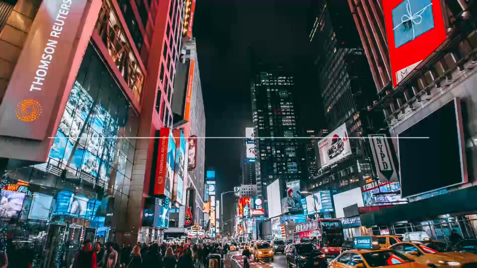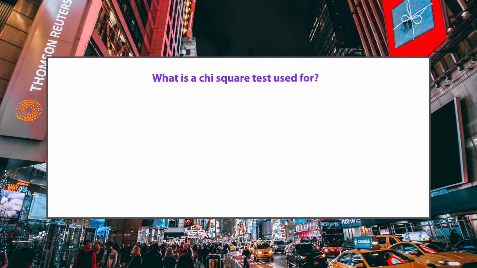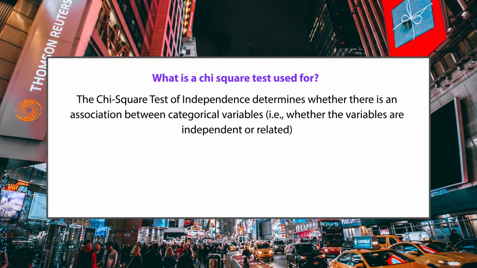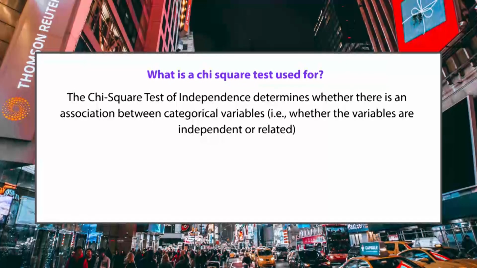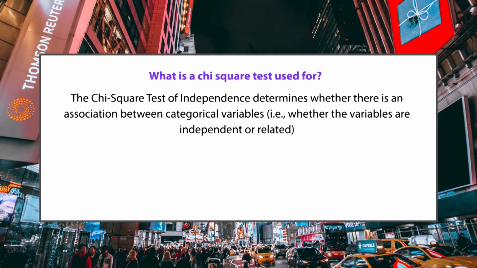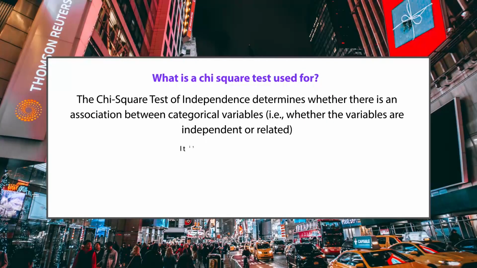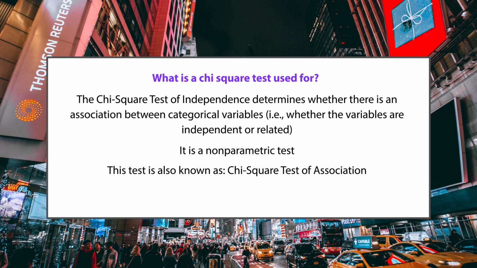So now comes the FAQ, and this is quite important, because what is chi-square test used for? The chi-square test of independence determines whether there is an association between categorical variables, that is whether the variables are independent or related. It is a non-parametric test. This test is also known as chi-square test of association.